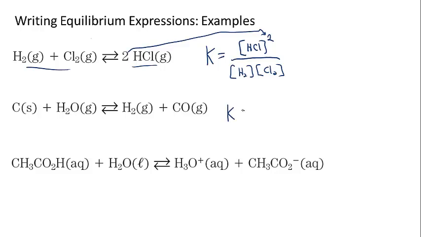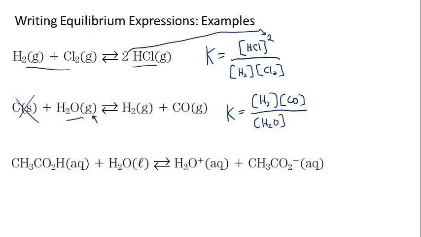Here's the second one. So we'll take the product, so it's going to be H2 times CO over the concentration of H2O. Now notice H2O is not a solvent here because it's a gas. If that was a liquid, we wouldn't include it. But because it's a gas, we do include it. However, we don't include the carbon because the carbon's a solid. So that one there is done.